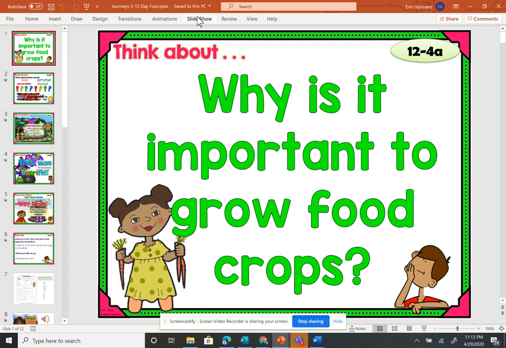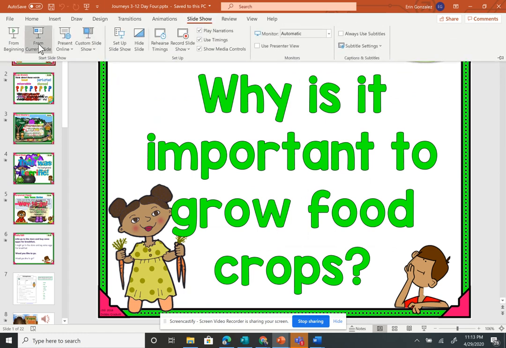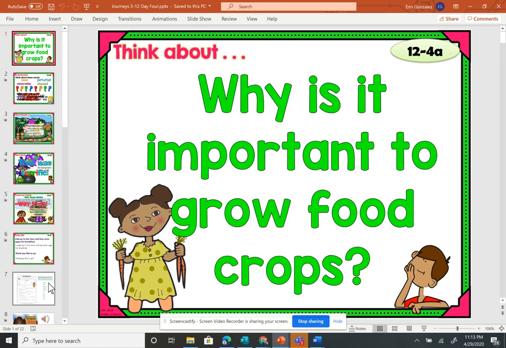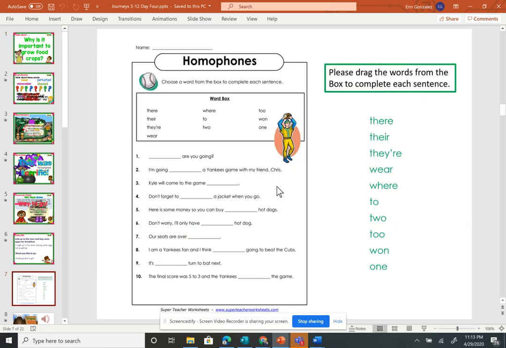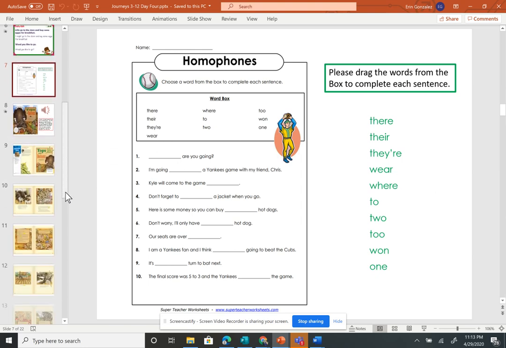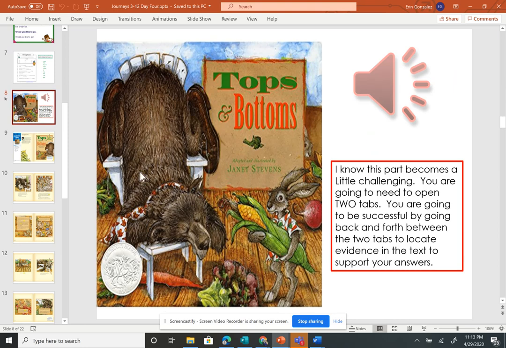So first, for the PowerPoint, it looks like this. You need to put this in slideshow mode by clicking on slideshow, go from the beginning, or also click on the icon over here. When you get to slide 7, you are going to drag the words into the correct sentence. The next slide is going to be instructions, and I know that this becomes a little challenging for you because you're going to have to go back and forth between two tabs.